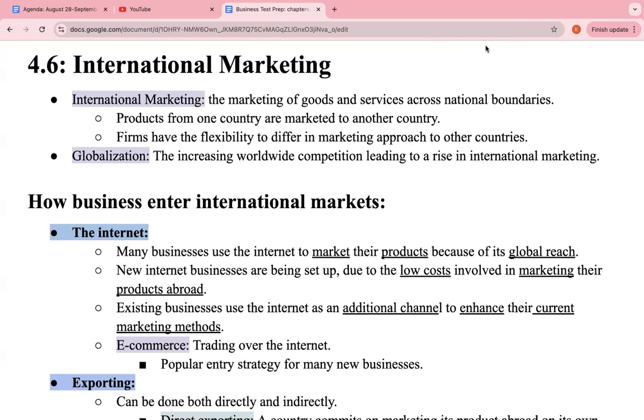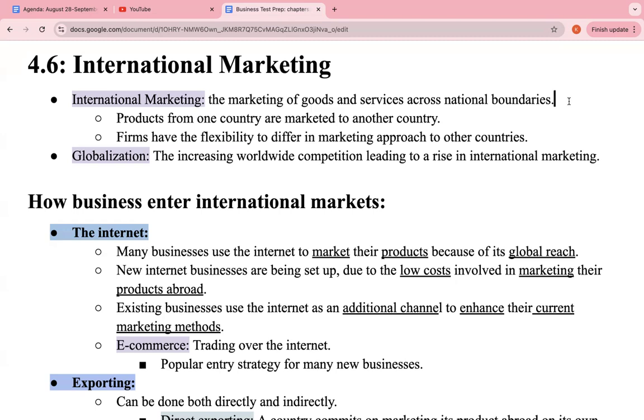A key term is international marketing. So what is it? We have to define it. It's the marketing of goods and services across national borders. For example, products from one country are marketed to another country. Let's say Canada and maple syrup. Maple syrup may be produced in other places, but it's mainly produced in Canada, so maybe maple syrup produced in Canada is marketed to another country like the US or Mexico.